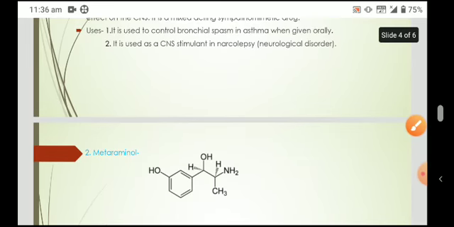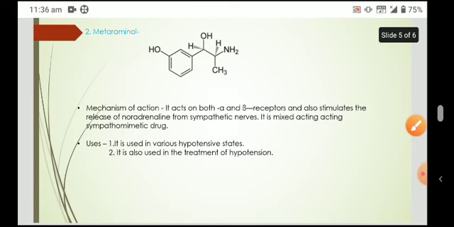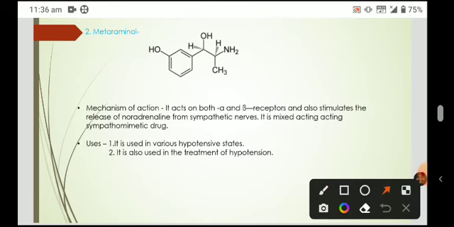The next drug from this category is metaraminol. Regarding this drug, the structure is shown here. Mechanism of action: as it comes under the mixed acting category, it acts on both alpha and beta receptors. Again, it stimulates the release of noradrenaline from the sympathetic nerves. And third, it is a mixed acting sympathomimetic drug.